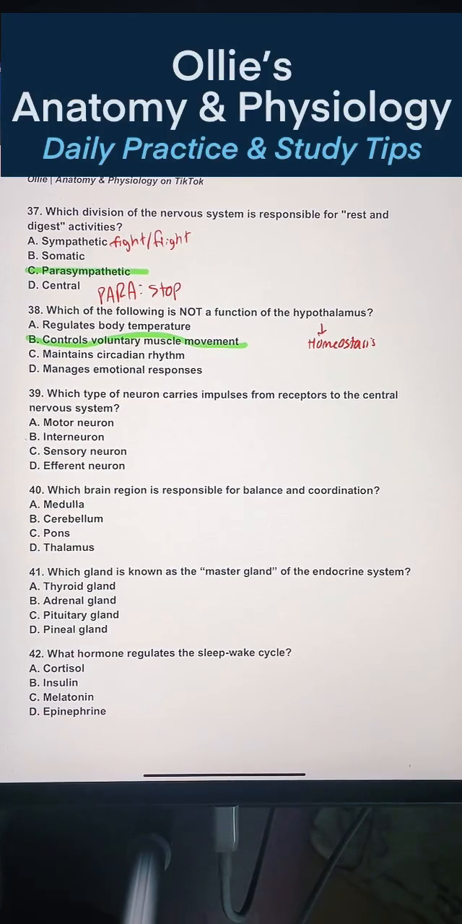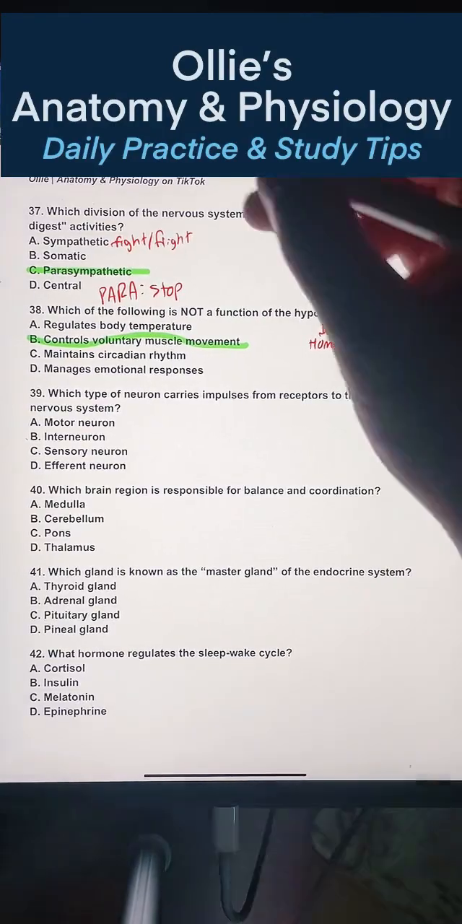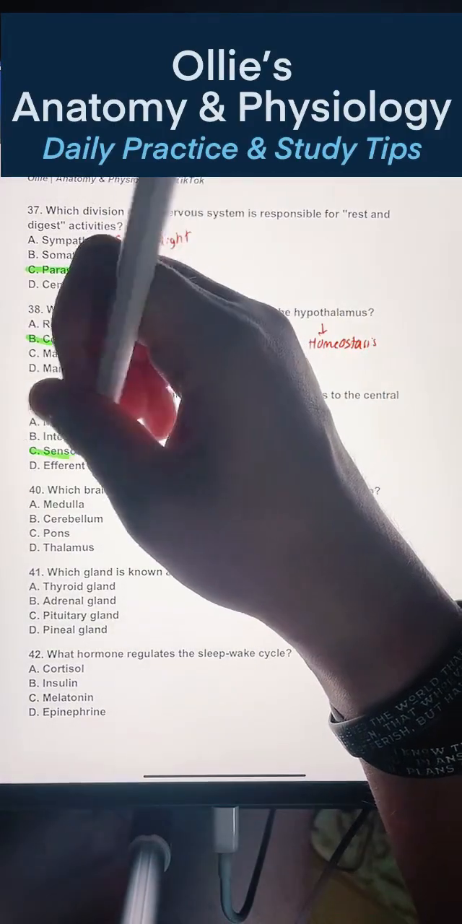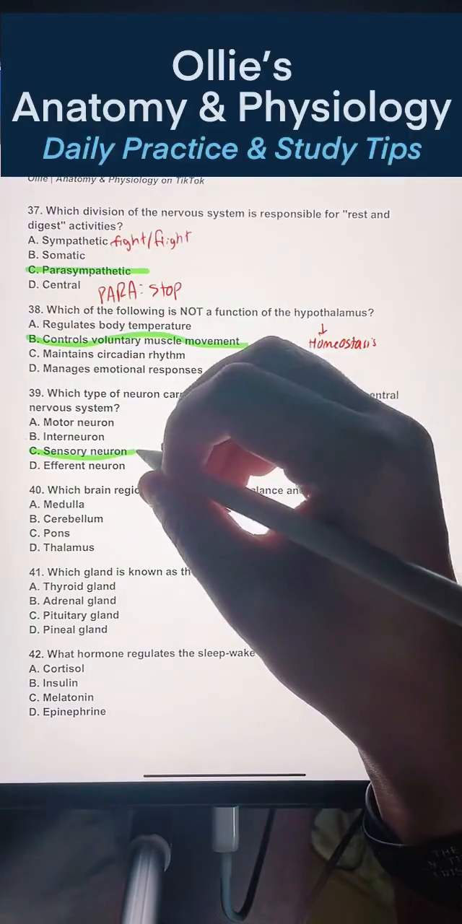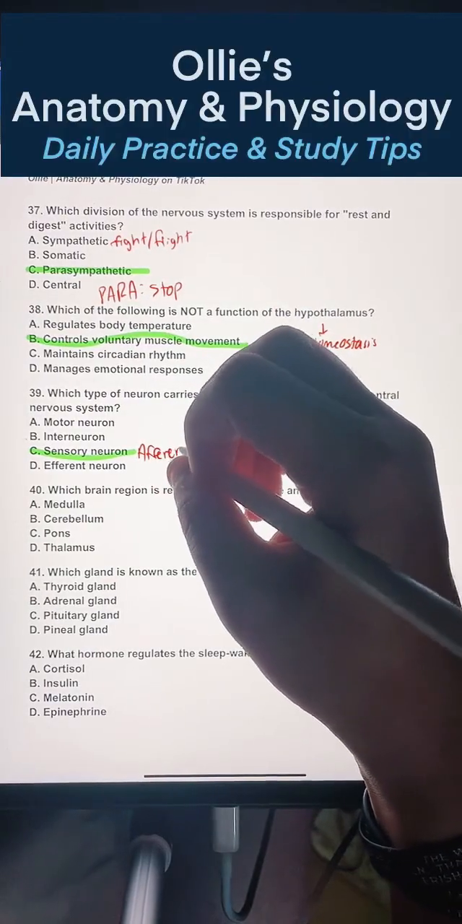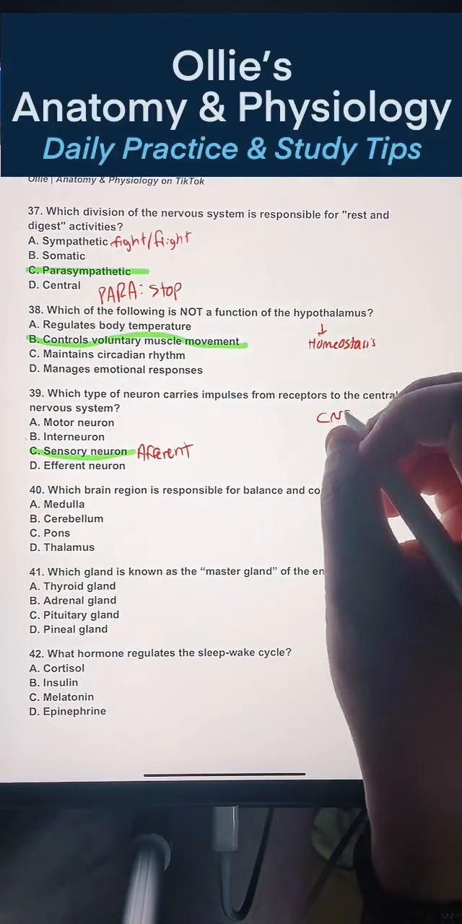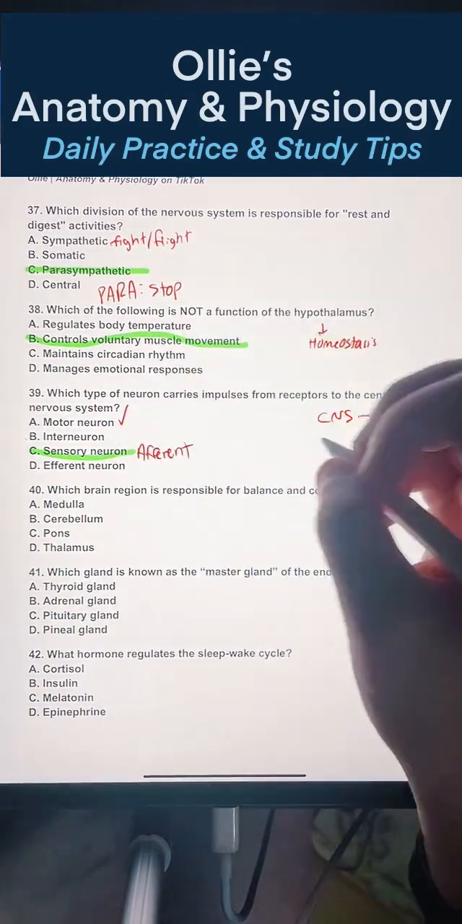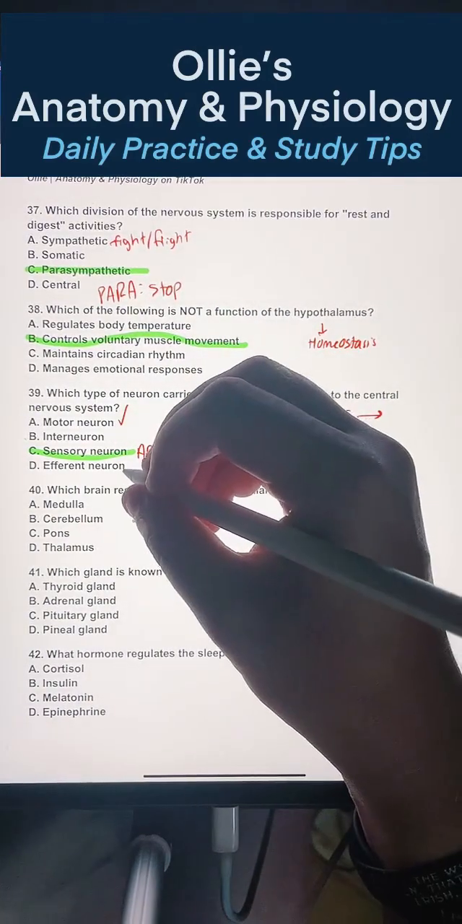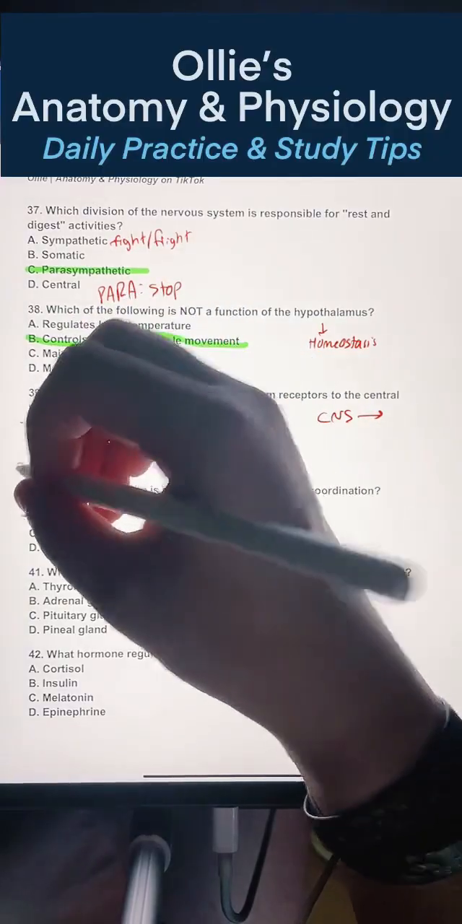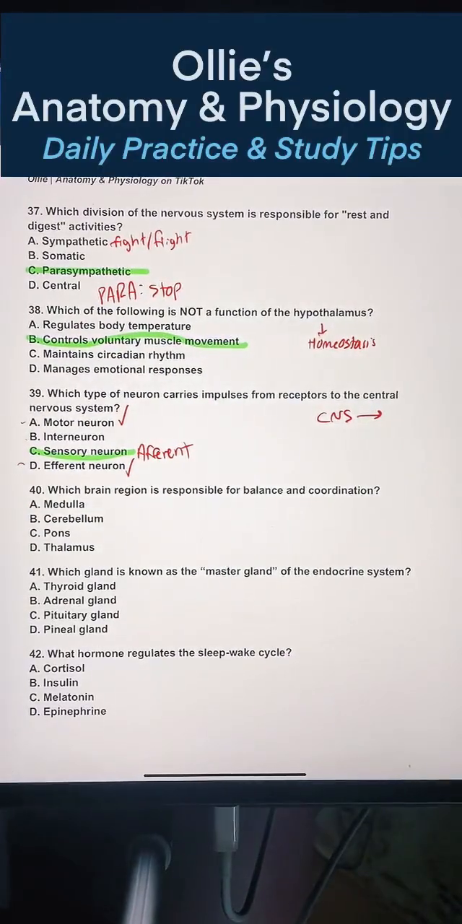But number 39, the answer is C. It is a sensory neuron. So we have sensory neurons, which are also afferent. And then from the central nervous system back is motor, which is also known as efferent. So A and D are going to be the same thing. Interneuron is going to be in the central nervous system.